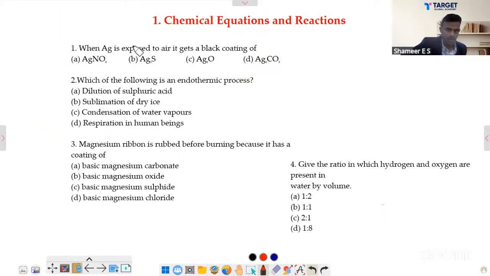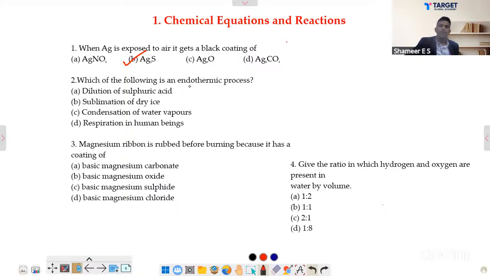The first question is the same question as I told you: when Ag is exposed to air, it gets a black coating of, the answer is silver sulfide. Actually, not silver oxide. Always note that this is a common mistake. There is a chance of a common mistake like Ag2O because oxygen is in excess in the air. But silver reacts more with sulfur in air. The reaction between silver and oxygen is very slight, it is kind of inert, but with sulfur it reacts.